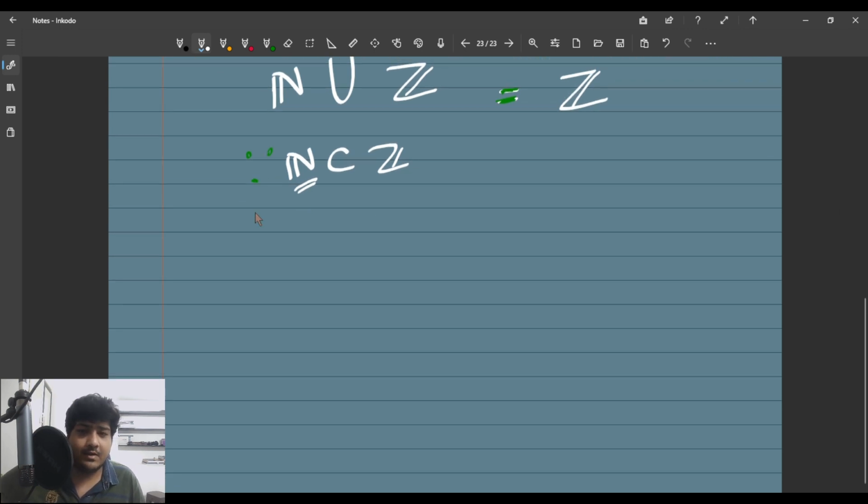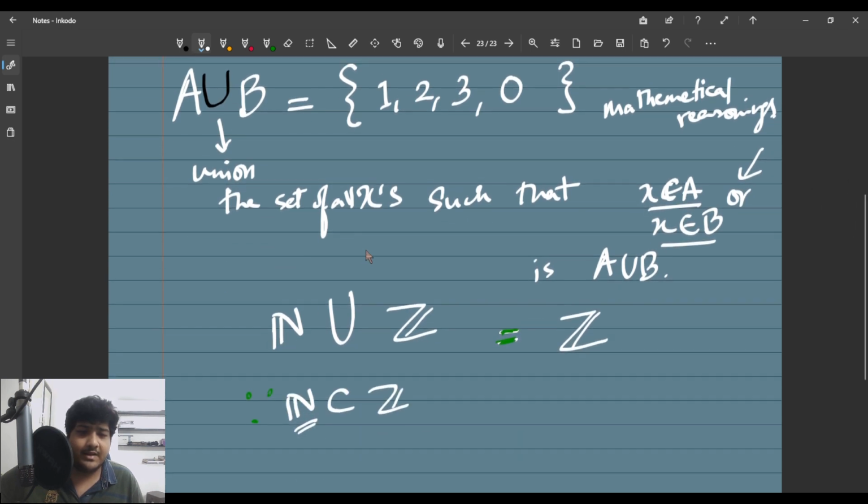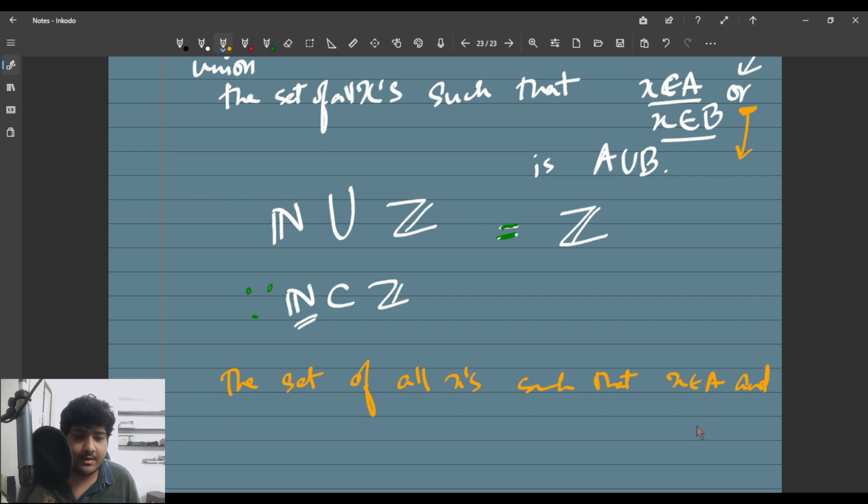Then we have something called, so now we saw that this thing gives us an idea of what else we can define. This OR gives us an idea of what could have gone the other way. The set of all x's such that x belongs to A or x belongs to B is one way of combining elements from A and B. What can be another way? The set of all x's such that x belongs to A and x belongs to B.